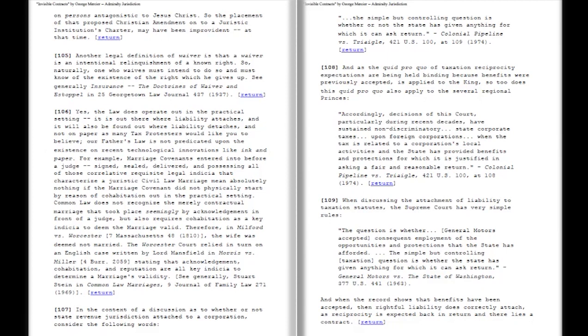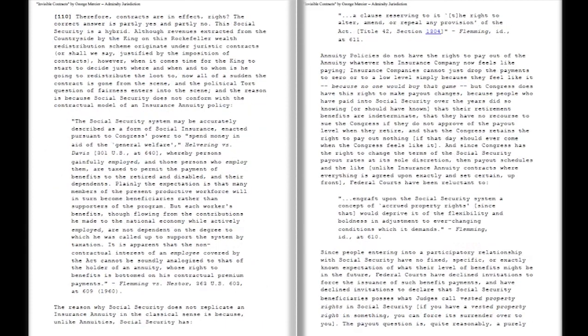The State of Washington, 377 U.S. 441, 1963. And when the record shows that benefits have been accepted, then rightful liability does correctly attach, as reciprocity is expected back in return and there lies a contract. Therefore, contracts are in effect, right? The correct answer is partly yes and partly no.